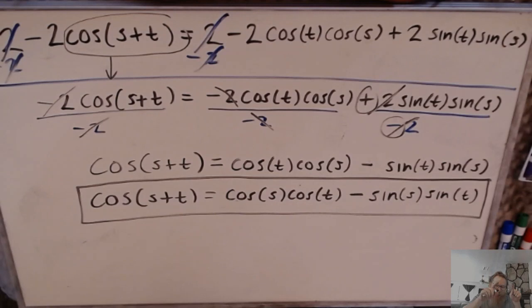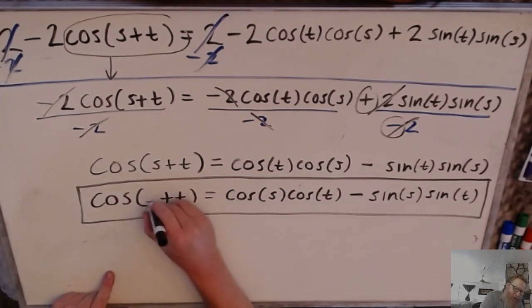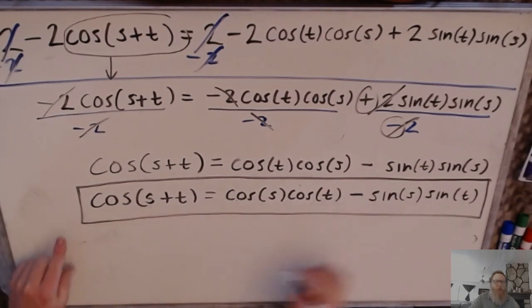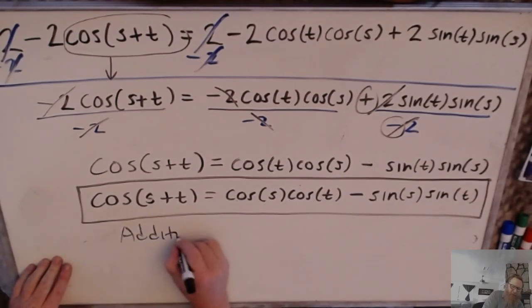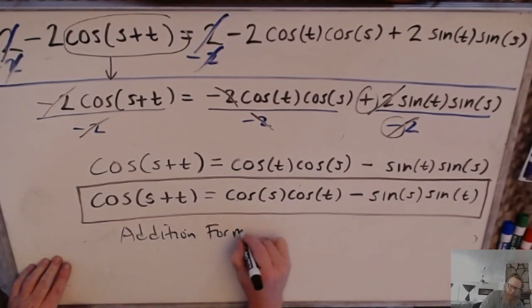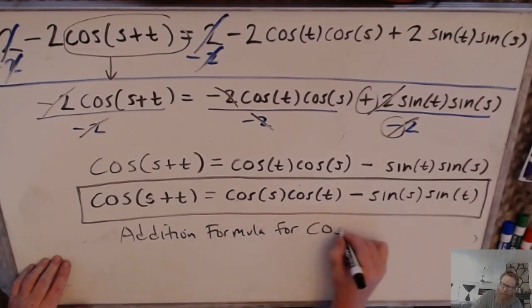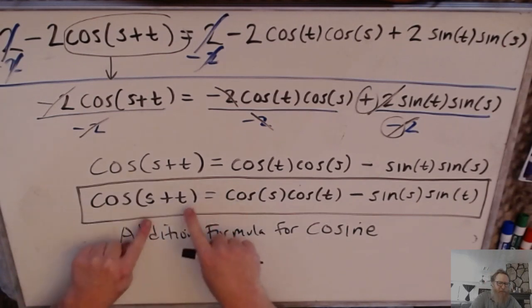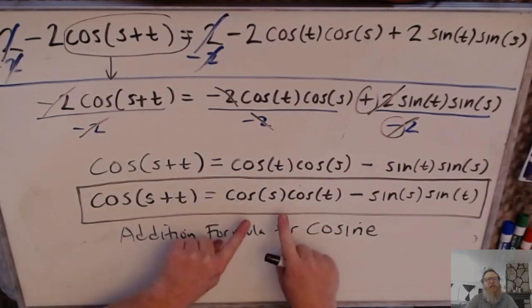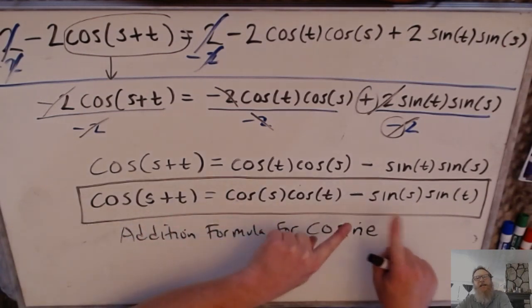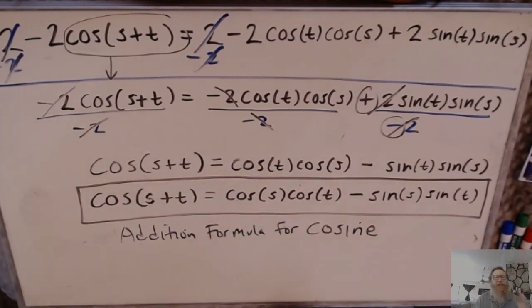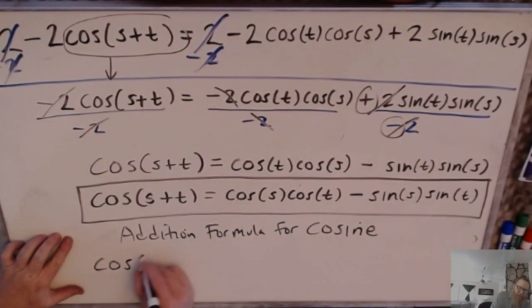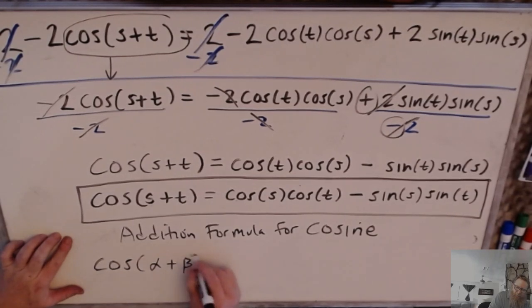So anyway, since you learned it in alphabetical order as a child, I'm going to assume that you prefer alphabetical order. So this is your formula. This is the addition formula for cosine. So cosine S plus T is equal to cosine S, cosine T minus sine S, sine T. You can also do it for other variables, alpha, beta.